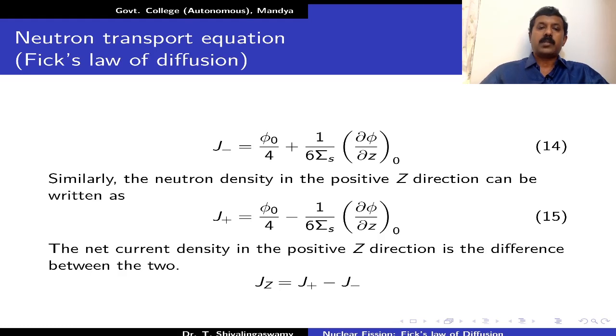For the negative z direction, j minus is phi naught by 4 plus 1 by 6 sigma s dou phi by dou z at origin. For the positive z direction, you get a minus sign in between. The net current density will be j plus minus j minus. You have to take the difference. This is phi naught by 4 minus phi naught by 4, which will cancel. We have minus 1 by 6 sigma s and minus 1 by 6 sigma s. Then it will become 2 divided by 6 sigma s into dou phi by dou z at origin.